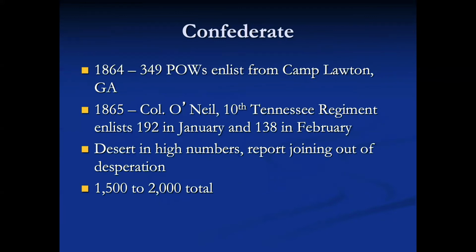On the Confederate side, in 1864, 349 POWs enlisted from Camp Lawton, Georgia. In 1865, the 10th Tennessee Regiment is created with 192 men in January and 138 men in February. However, desertion exists in high numbers, and most men reported joining out of desperation. Only about 1,500 to 2,000 men total become galvanized Confederates rather than galvanized Yankees. But 10 times that number would actually become galvanized Yankees.